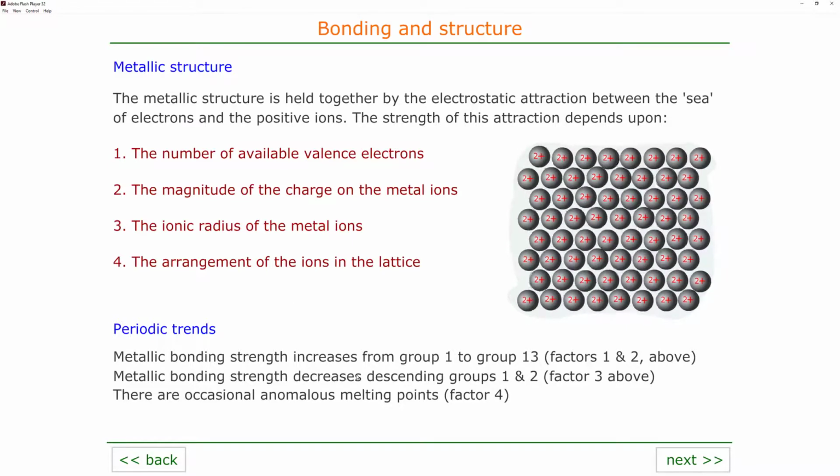You get periodic trends. Metallic bonding strength increases from group 1 to group 13, and that's because of the increasing number of electrons in the valence shell and the increasing charge on the ion. We do get some occasionally anomalous melting points, and this is always caused by the arrangement of ions in the lattice.